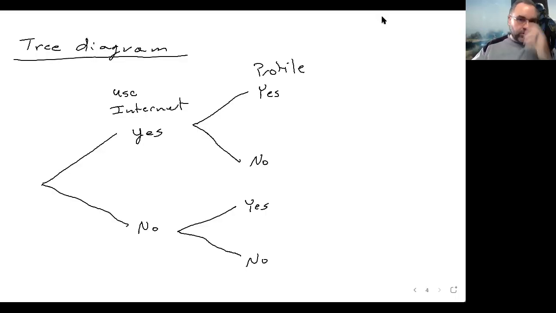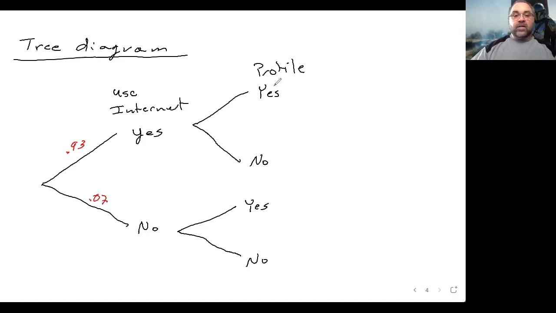And what we're going to do is label each branch of the tree with the appropriate probability. So it said 93% of the kids have internet. So that means what percent goes down here? Well, we know to be valid, it has to be 0.07.